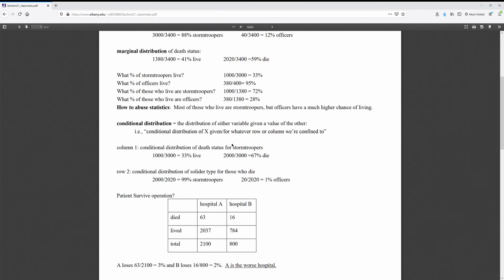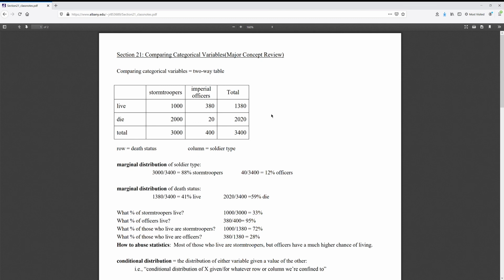So there's section 21. All that leaves is section 22. There's a section 23 in the class notes, but we're not going to include it for the purposes of this course. We'll do section 22, and that'll be the last thing that you're responsible for. Section 22 will take the last two sections and put them together. In other words, we're going to talk about how to do hypothesis tests on things of this nature. The idea is to study whether or not, for instance, being a stormtrooper or imperial officer affects whether you live or die. In other words, we want to talk about whether two categorical variables are independent of one another.